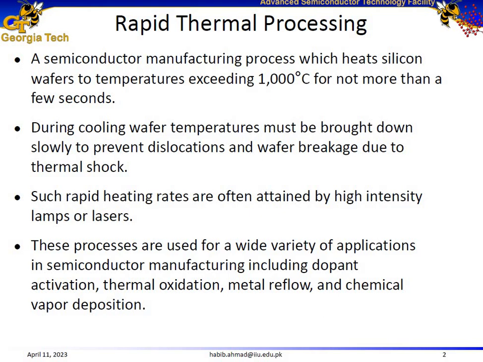And how do you achieve rapid thermal processing? We achieve rapid thermal processing either by high intensity lamps via radiation, or by using lasers, or by using electron beams. The applications of rapid thermal processing include activation of the dopants, thermal oxidation, metal reflow, and chemical vapor deposition.